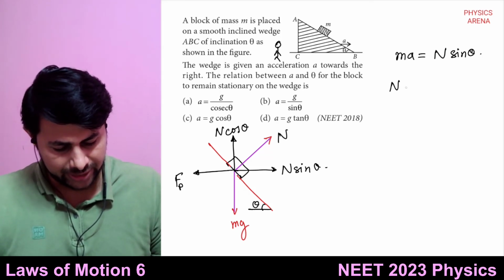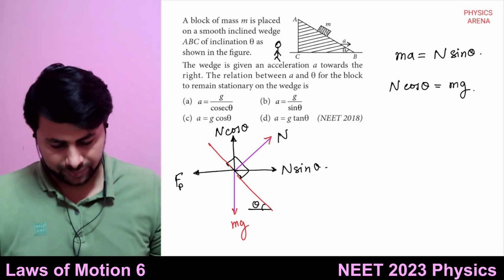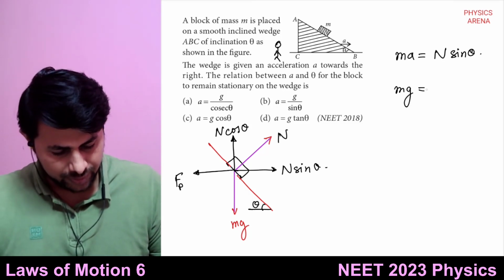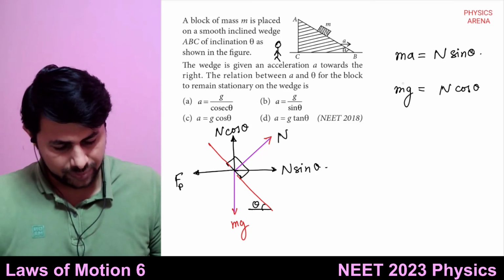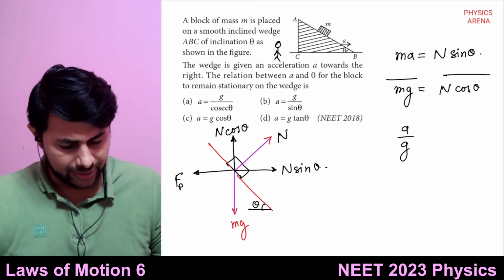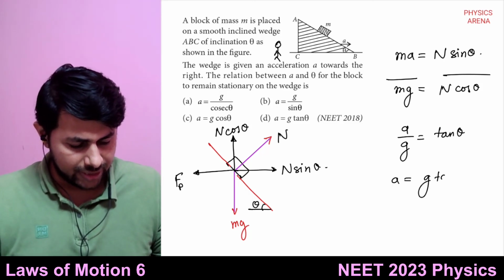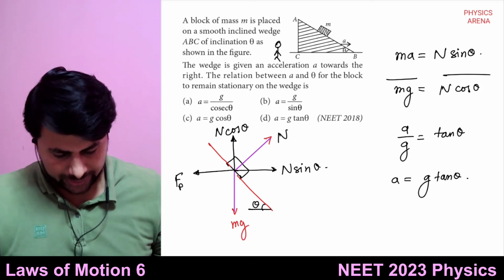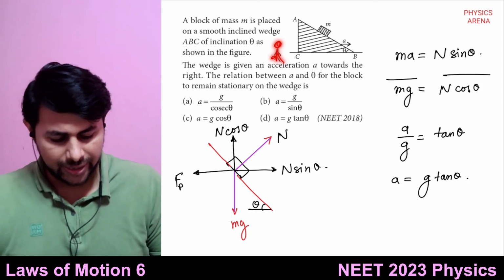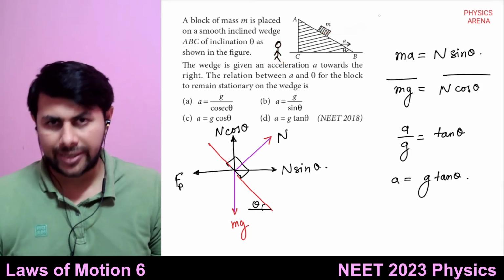Okay, and how much is n cos theta? So n cos theta is equal to mg. Or I can say mg is equal to n cos theta. And again you divide these two, so you get a by g is equal to tan theta, or a is equal to g tan theta. So again nothing changed, only the perception. So for this observer, what was the normal reaction doing? What was the horizontal component of normal reaction doing?